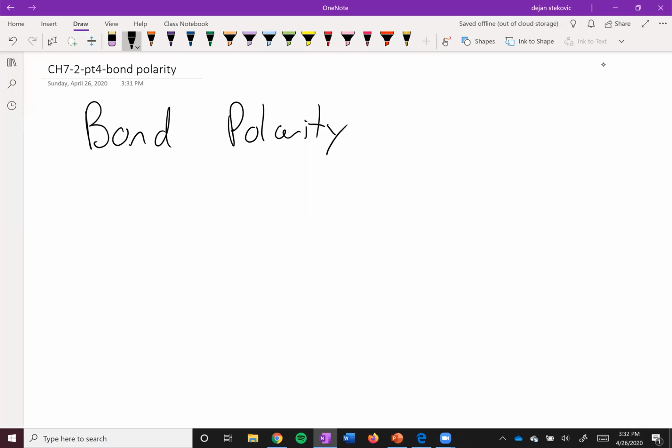All right, so we can learn next about bond polarity. So in covalent bonds, we said electrons are shared. However, even though they're shared, they're not always shared evenly. Sometimes they are, sometimes they're not.